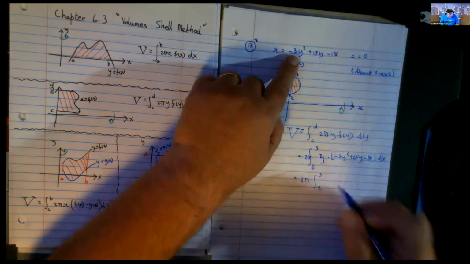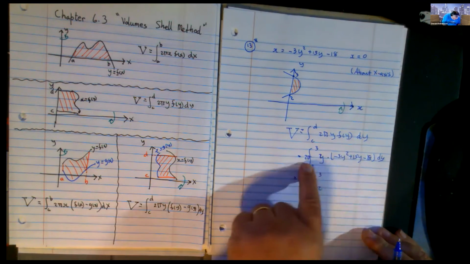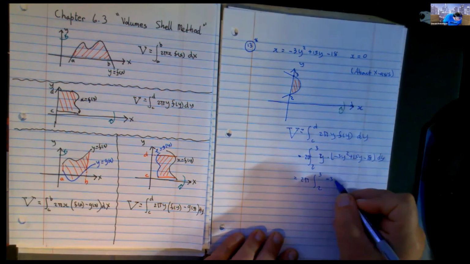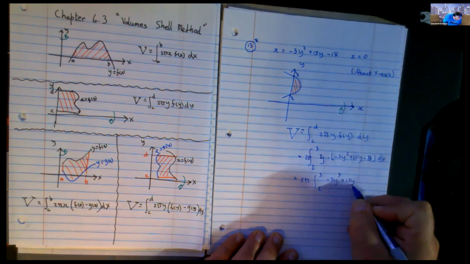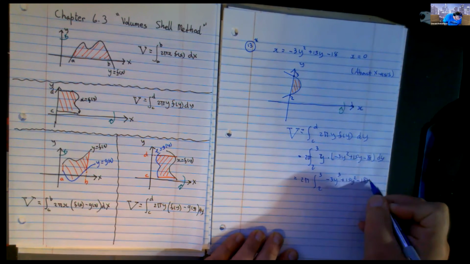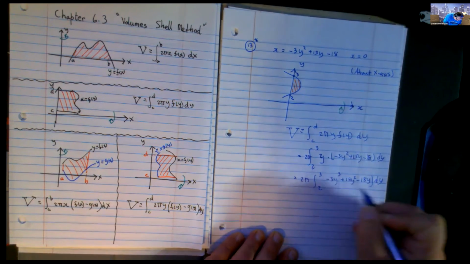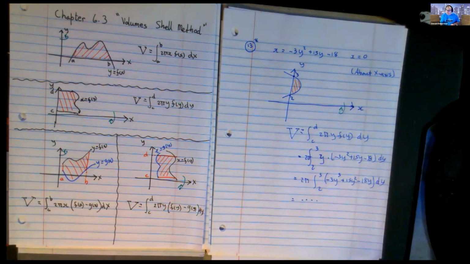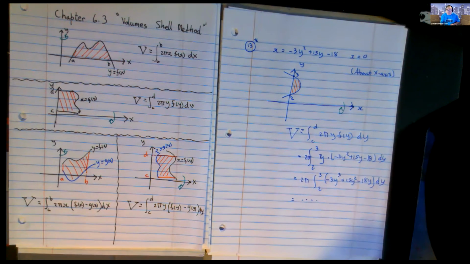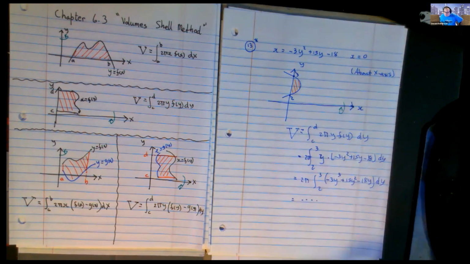Sometimes you have to do some algebra on it. Nothing horrendous. Just distribute the y. And at that point, I think the question's pretty much over with, isn't it? Do a power rule and plug in 2 and 3, and remember to multiply by 2 pi at the end and you're good to go.